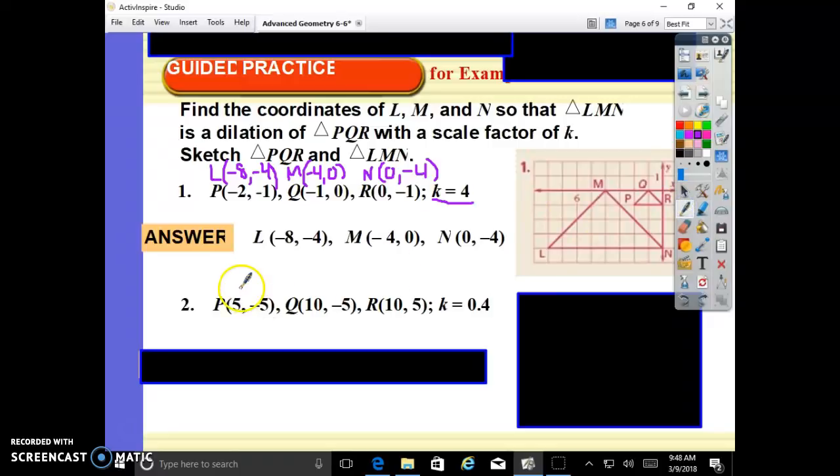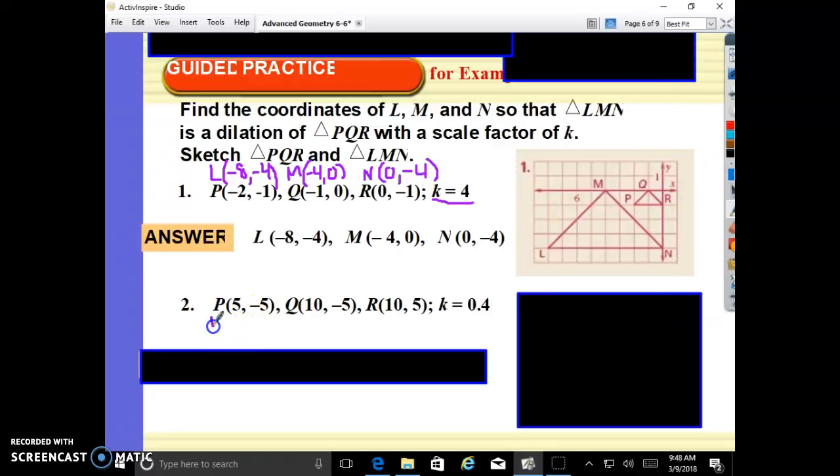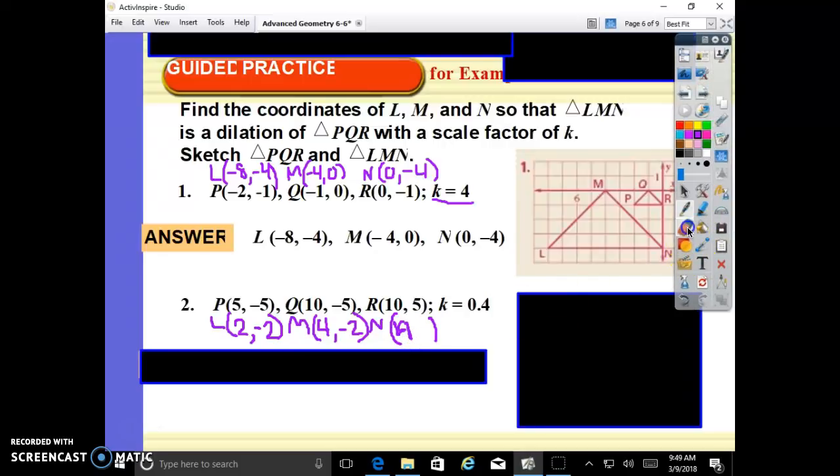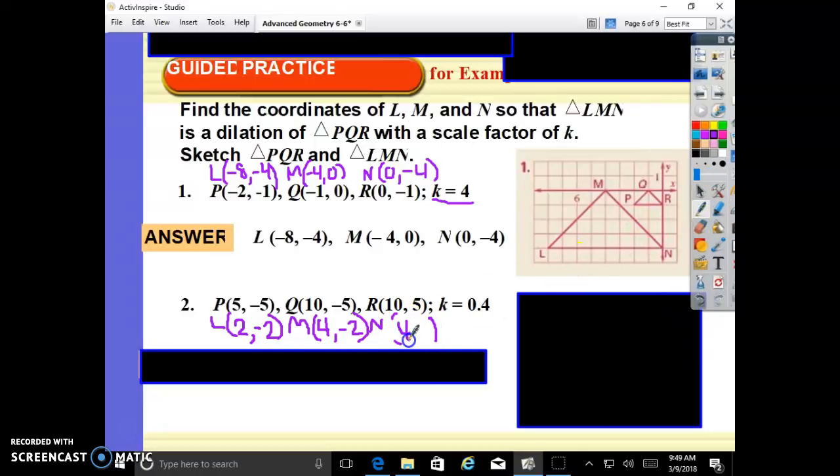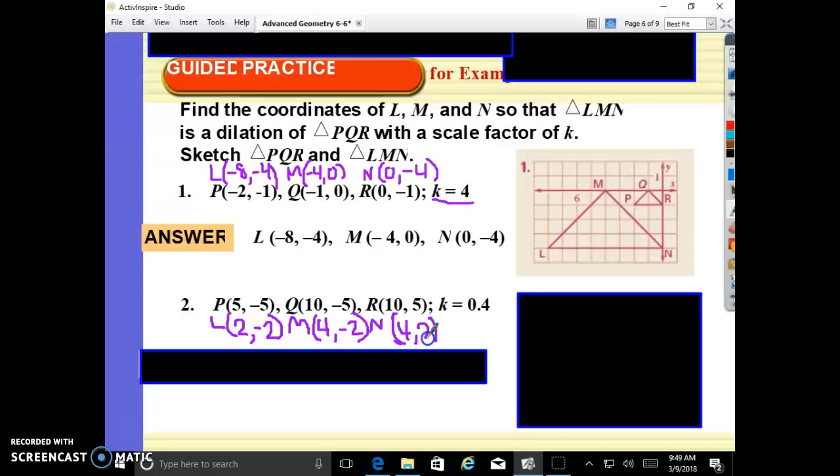And on our next one, we once again are looking for the coordinates of L, M, and N. And on this one, we have a scale factor of 0.4. What is 5 times 0.4? 2. Good job. And negative 5 times 0.4? Negative 2. 10 times 0.4? 4. Negative 5 times 0.4? Negative 2. 10 times 0.4? 4. That looks like a 9, sorry. And 5 times 0.4, 2.